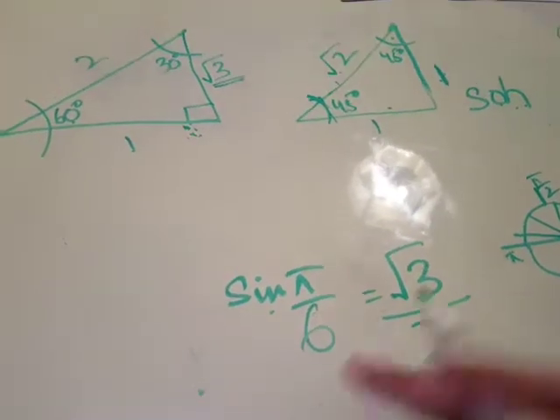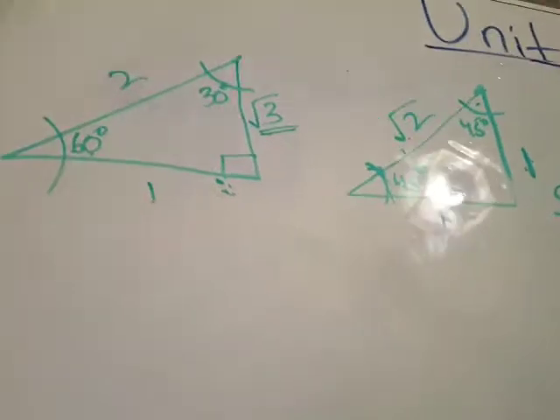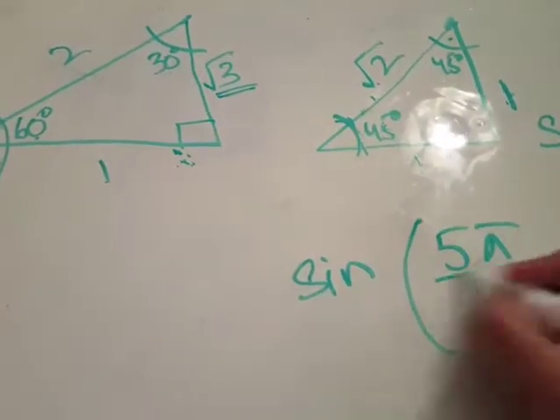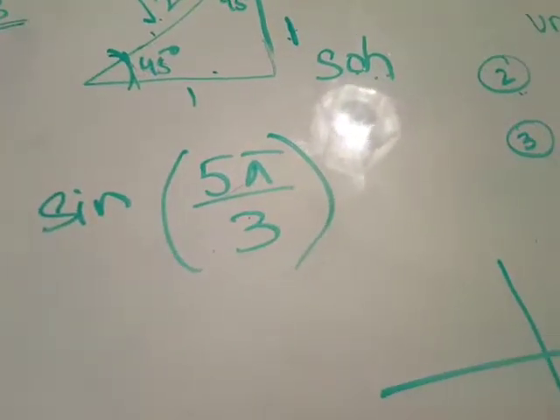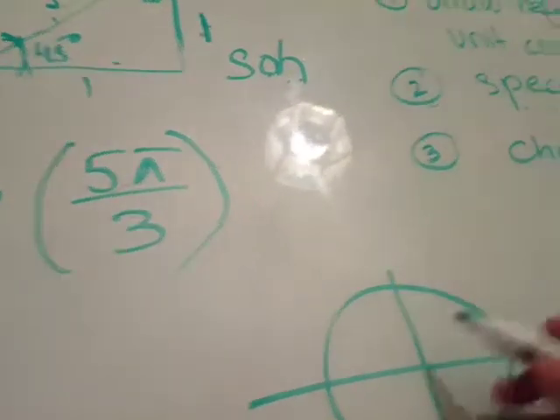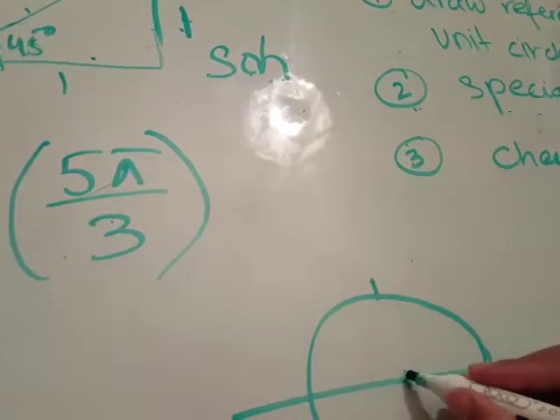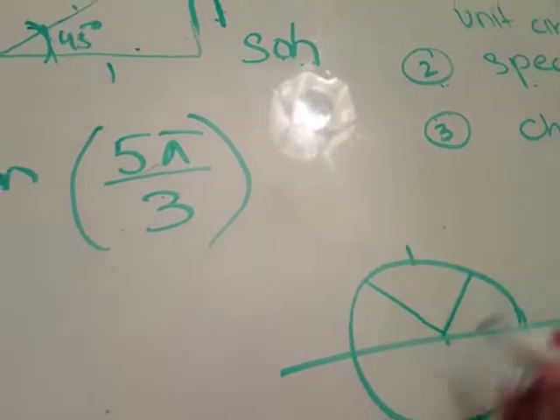Okay. Now let's calculate the value for, let's say, sine 5 pi over 3. Let's make a unit circle first. Let's see where it is actually lying. Okay. This was drawn for pi over 3. Pi over 3 means that your first quadrant is divided by 3.